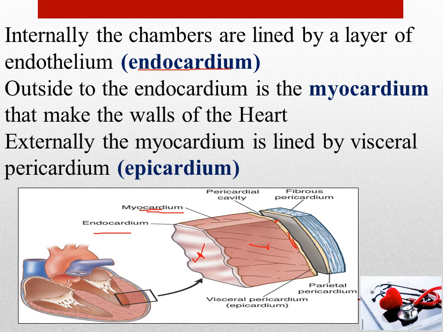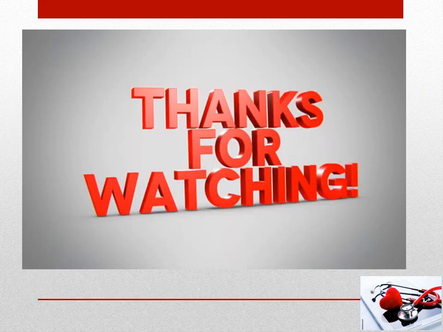It is basically a muscular layer and it forms the wall of the heart, and the most superficial layer is called the epicardium. The epicardium is basically the visceral layer of the serous pericardium. As we know, the pericardium has two layers, the fibrous pericardium and the serous pericardium. The heart is located in the inferior middle mediastinum.